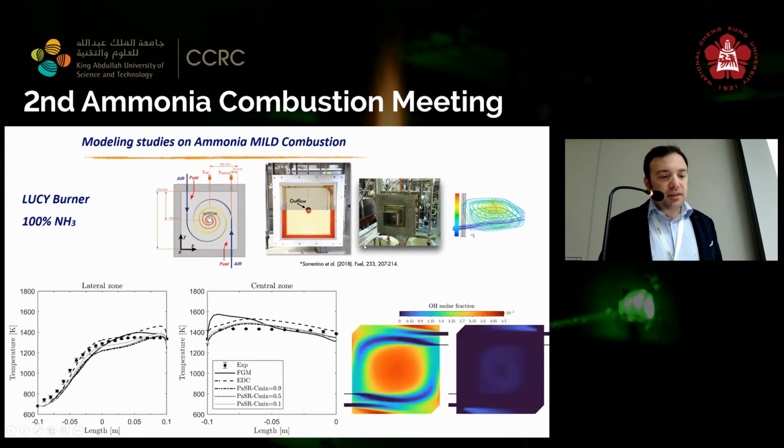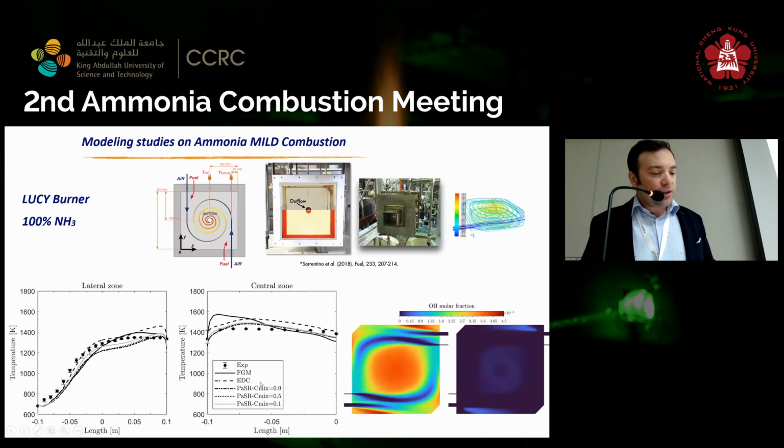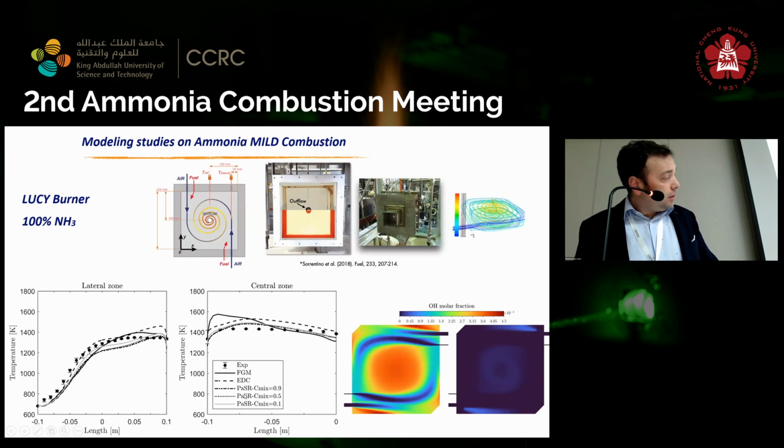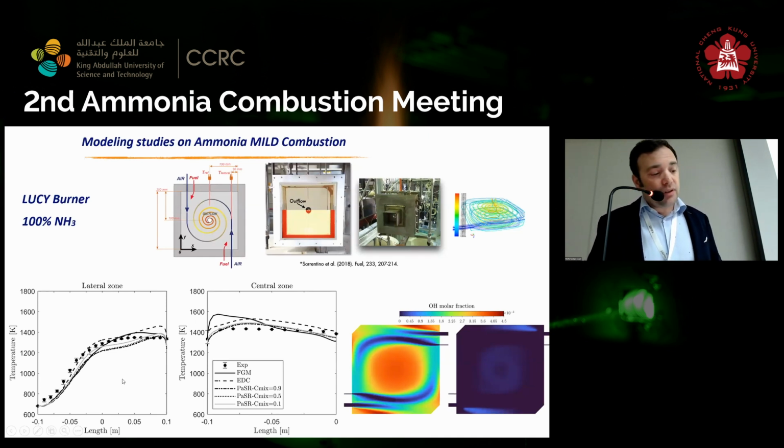If we model this kind of reactor, we try several turbulent combustion models that are usually applied in the literature to MILD. For pure ammonia, we used tabulated chemistry with FGM, EDC, or a recent development on the partially stirred reactor. We measured the temperature along the axis at several points, and the agreement on temperature is quite good. I've not reported here the species at the exit, but they also provided very good agreement. But as you can see from the contours of OH, FGM and partially stirred reactor provide results that are very different in terms of reactive region.